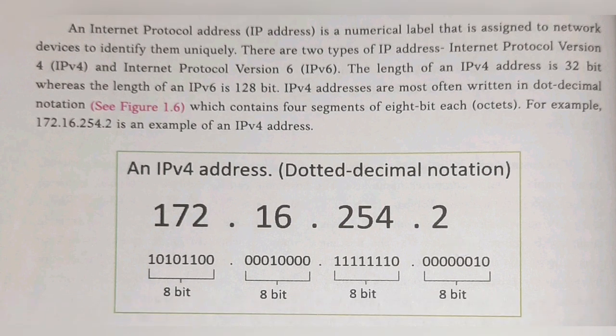Now why do we require IPv6? Because at present the number of computers on the earth is more than a billion, and every day some new computers are added to the network. So we need more addresses. That's why we are using IPv6, and IPv6 is much faster than IPv4.